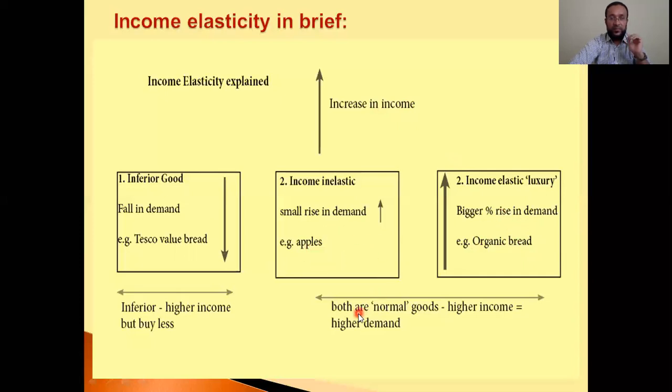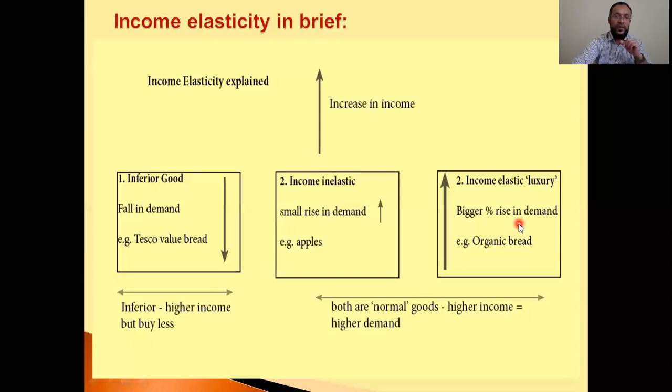So both are normal goods, in this case, higher income leads to higher demand. So inelastic and elastic are both normal goods here: inelastic for necessities, and elastic for luxurious goods, right? So both are normal goods. The difference is that for inelastic and necessity, the value will be less than 1, and for elastic and luxury, the value will be greater than 1. So this is the main difference between luxurious goods and necessary goods.